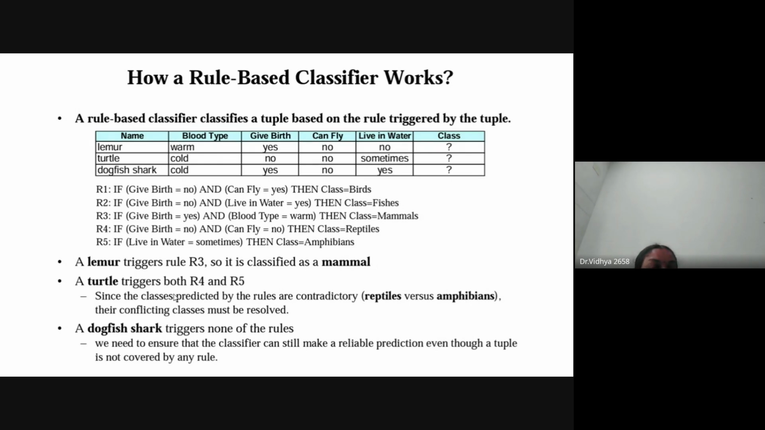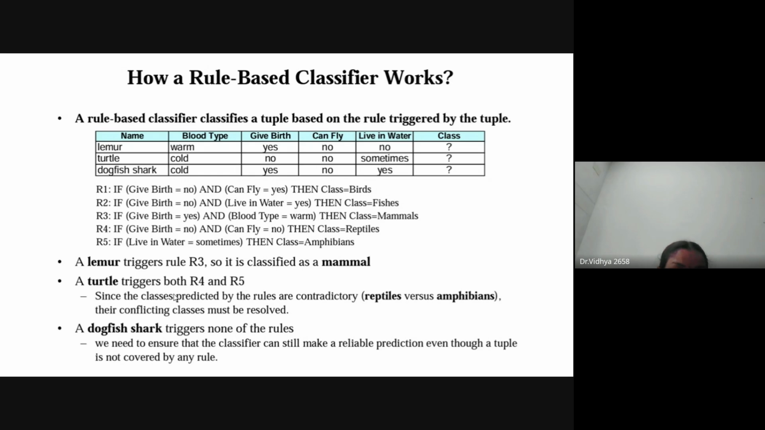If any attributes or any data set meets this particular requirement, then obviously it is classified as part of this rule-based classification technique. Okay, so here the turtle triggers both R4 and R5, since the classes predicted by the rules are contradictory, and their conflicting classes must be resolved. Yes, obviously. Then the dogfish shark, this particular attribute will trigger the rules.